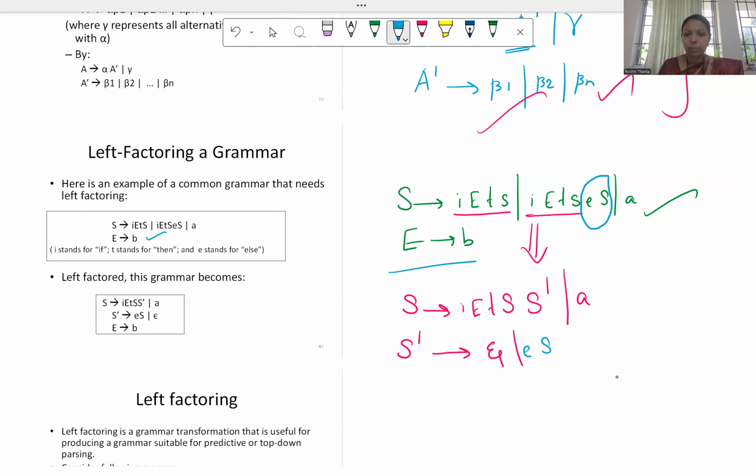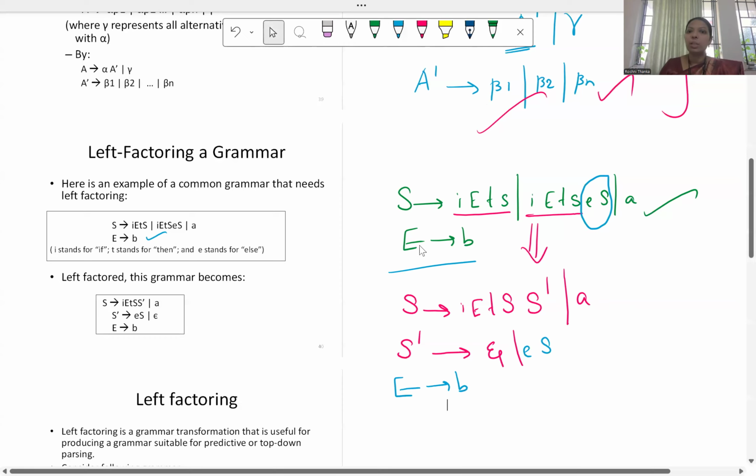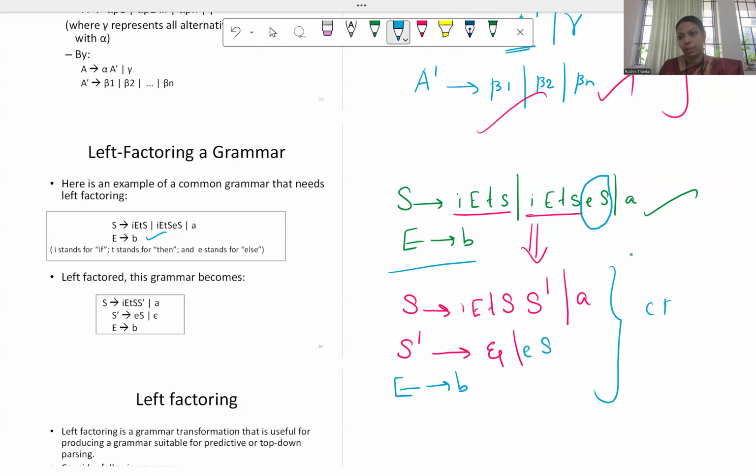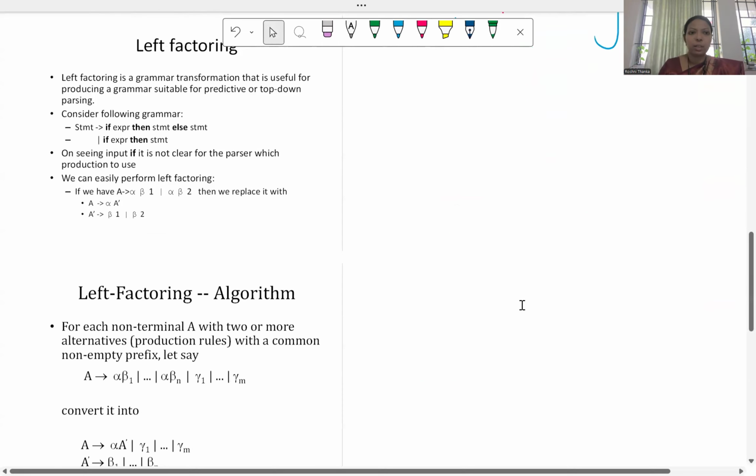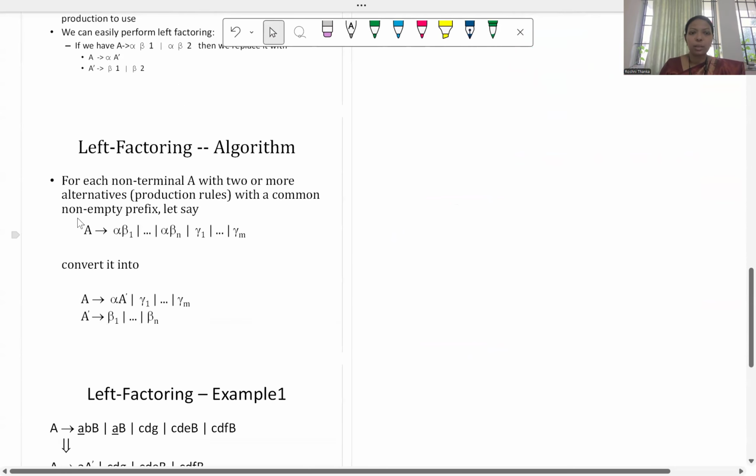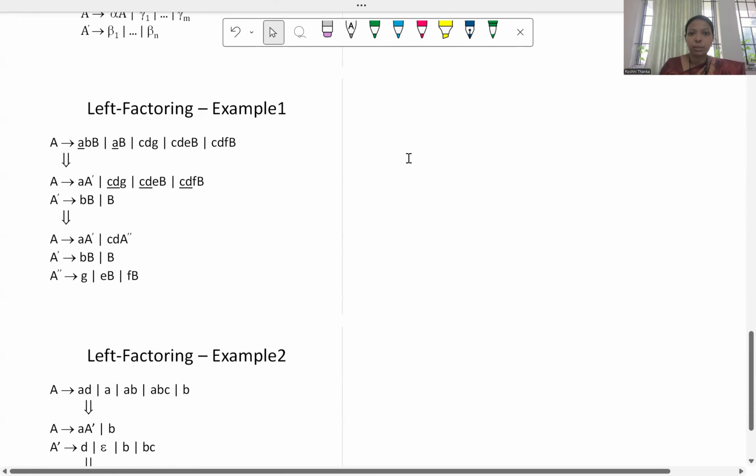And for the next production, E tends to b is there. So now this is converted into this set of context-free grammar, which is free from the left factoring. So let us see the algorithm for this left factoring. For each non-terminal A with two or more alternatives with common non-empty prefixes, this can be converted to this, which I have already told you. So let us take another example so that you will be clear in it.